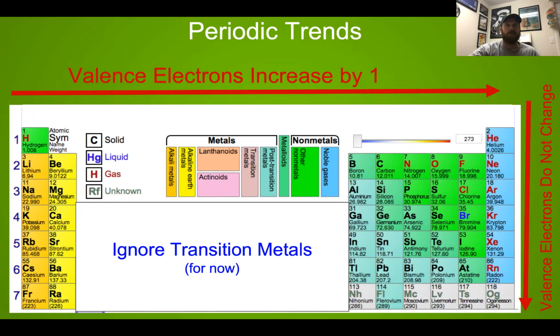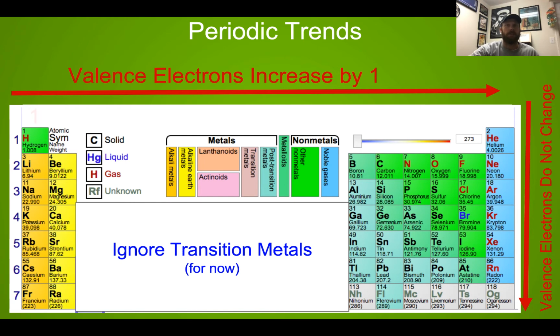As we discussed families in the last video, I pointed out the trend in valence electrons. Remember, valence electrons are the electrons in the outermost energy level of an atom. Well, the number of valence electrons increases by 1 as you move across the period. We will ignore the transition metals for now. There's no trend down a family.